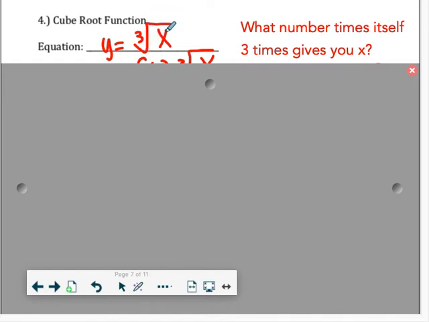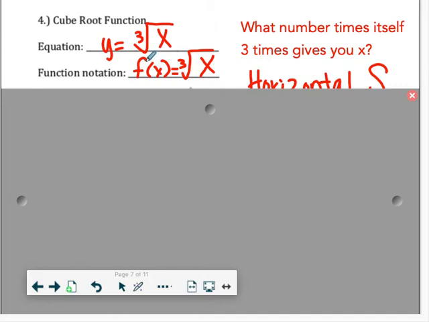So the cube root of x mathematically is asking what number times itself 3 times gives you x. A little bit tougher to think about. And the numbers of cube roots that we could take to give us non-decimal answers is an even smaller list than the square roots.